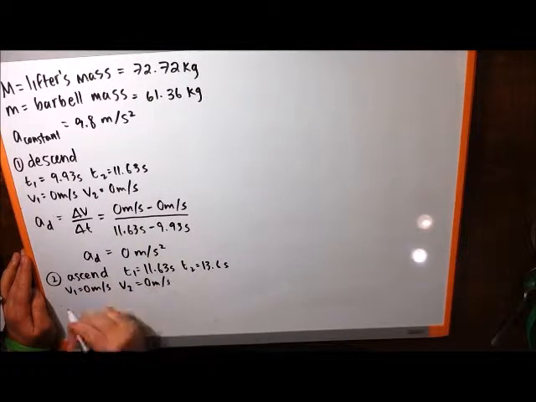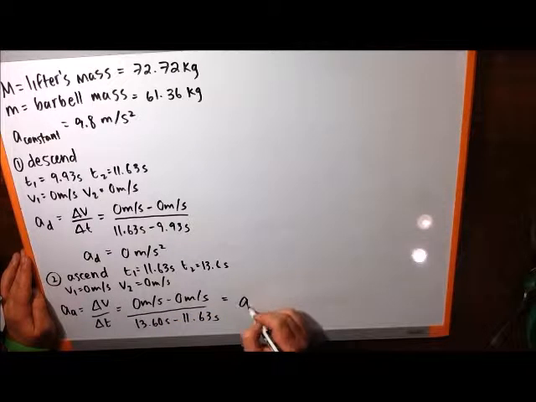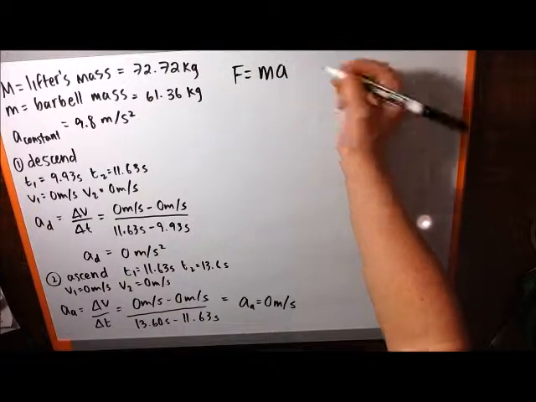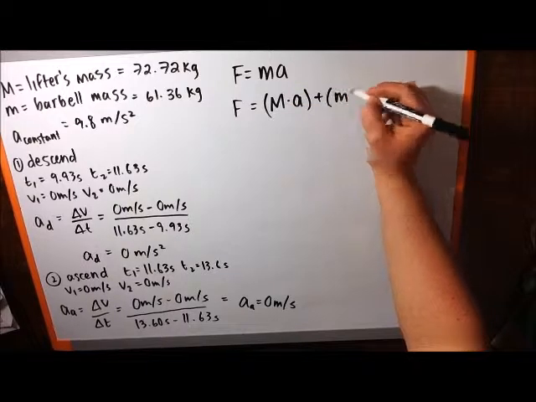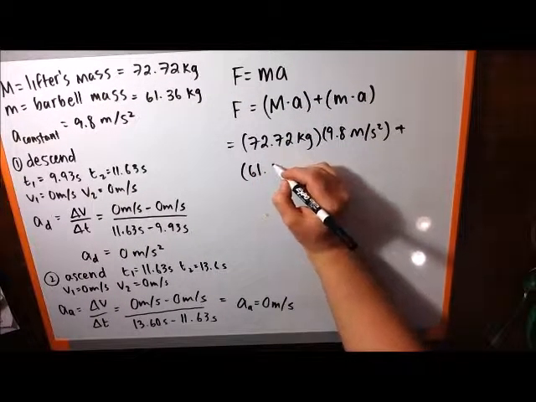From the calculations, we can conclude that the squatter does not accelerate at the bottom, and therefore the acceleration equals 0 and the net force equals 0. The lifter must exert a force equal and opposite to the force applied in order to stand back up. We refer to this force as the normal force.